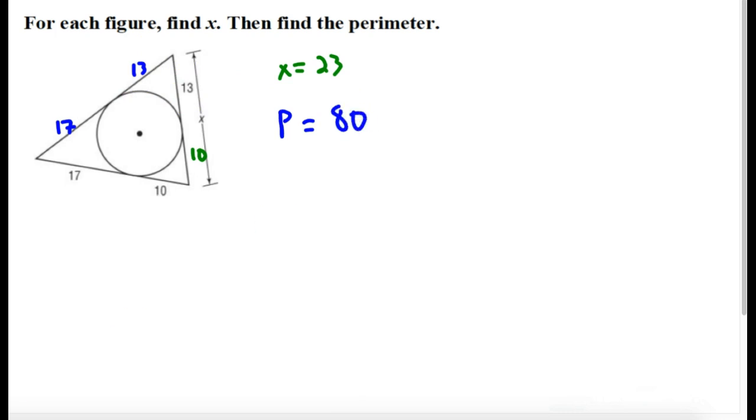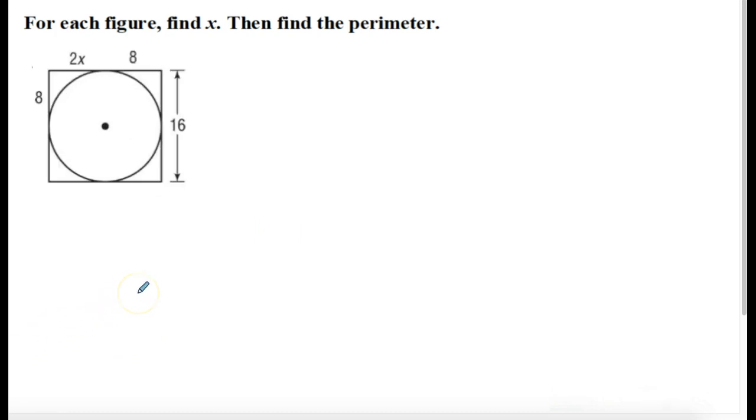All right. One final example here. We've got a circumscribed quadrilateral. So we know that this is 8. Well, that makes this 8. So to find x, we can just first say 2x equals 8. Divide both sides by 2, and we would get x equals 4.